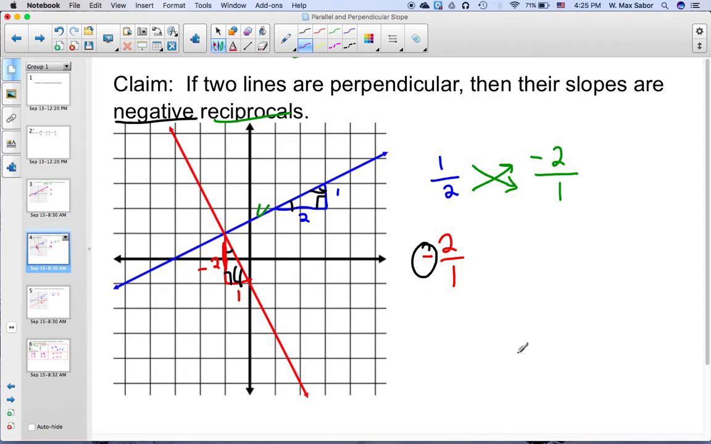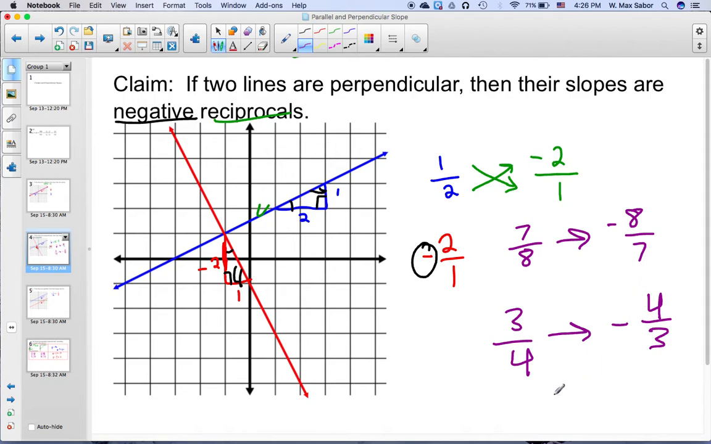So what I mean by negative reciprocals, if I have 3/4, then that turns into negative 4/3. If I have 7/8, I'm talking about negative 8/7. If I have 3, then that turns into negative 1 over 3. If I have negative 6/11, then that turns into positive 11/6. Those are all negative reciprocals.